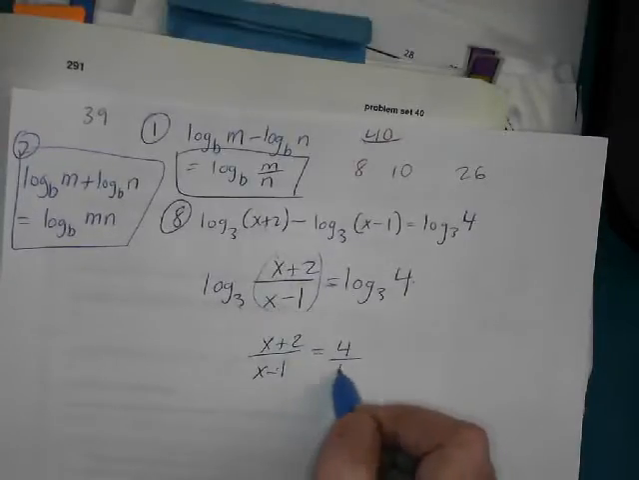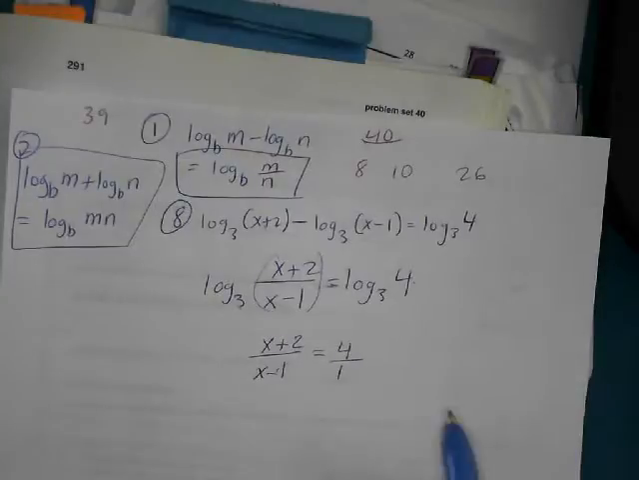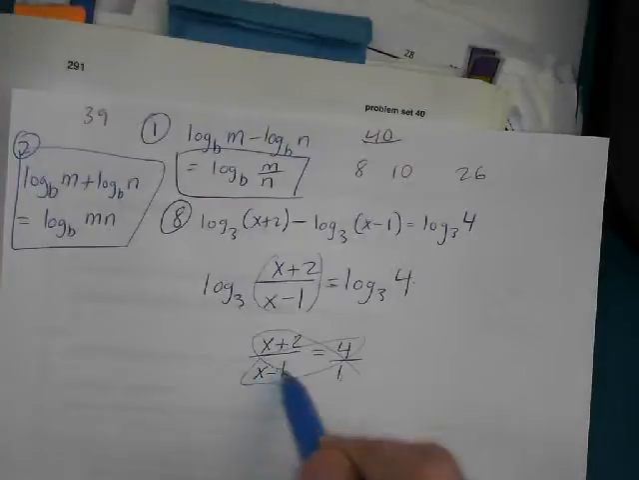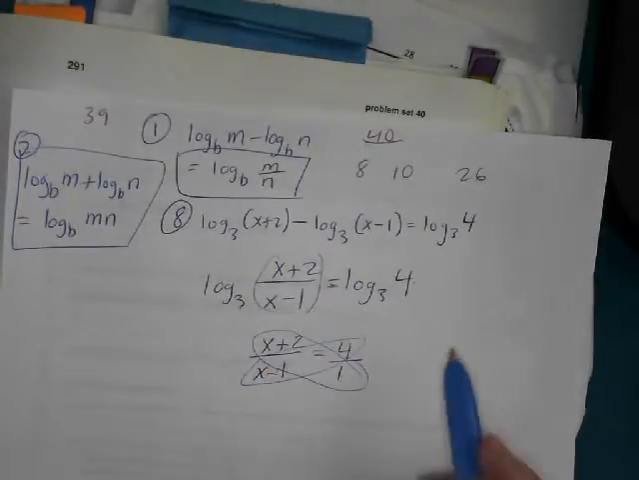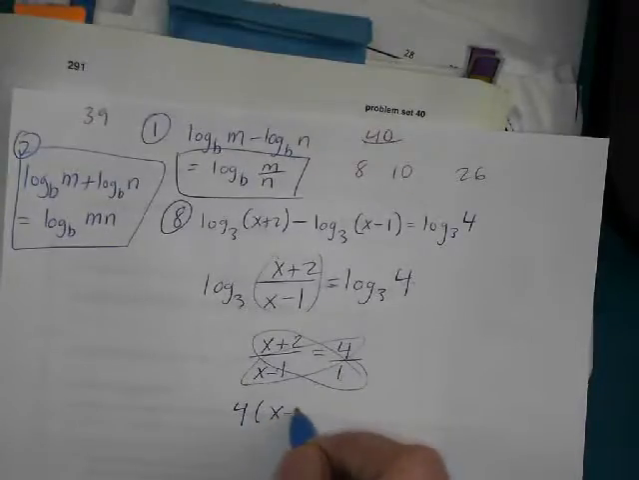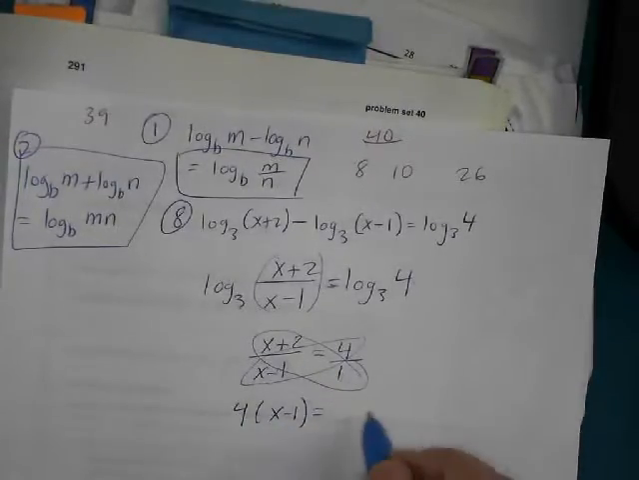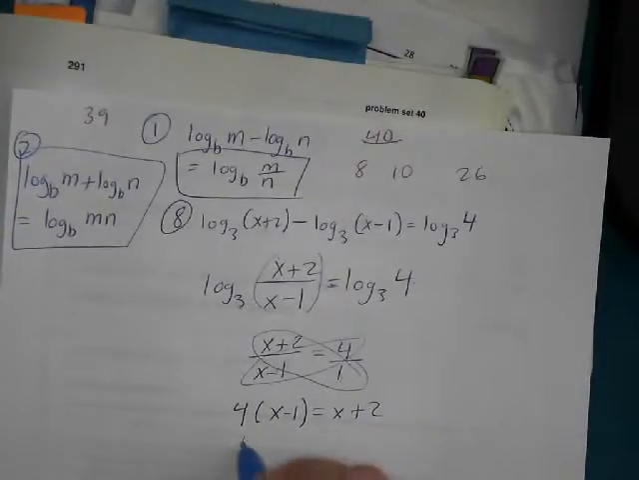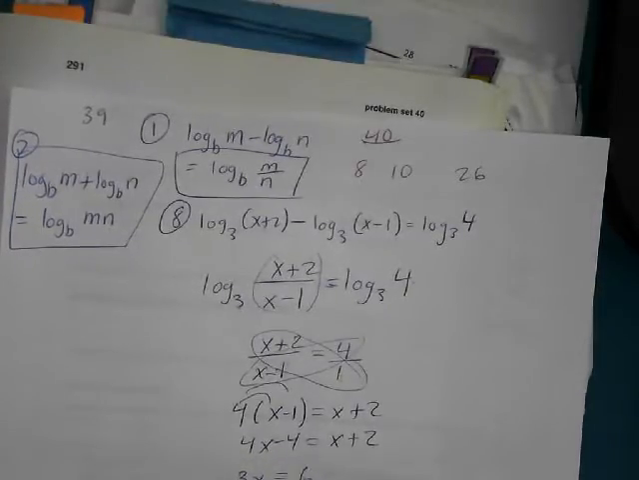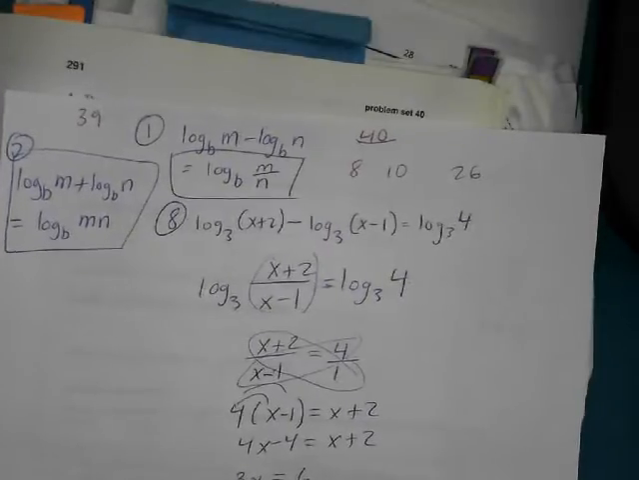It seemed easiest to me to put a 1 underneath my 4 and then use cross products so I don't have to deal with that denominator. So now I got 4 times x minus 1 equal to 1 times x plus 2, and that gives me 4x minus 4 is equal to x plus 2. I subtracted x on both sides, and then I'll add 4 on both sides. 3x equals 6, so x equals 2. Did you get x equals 2?